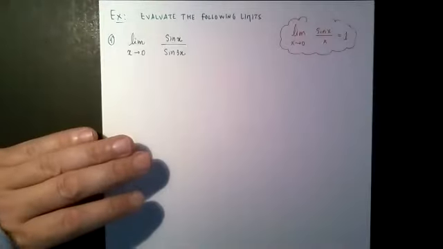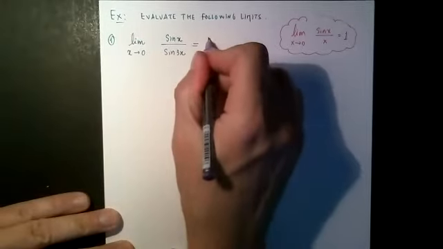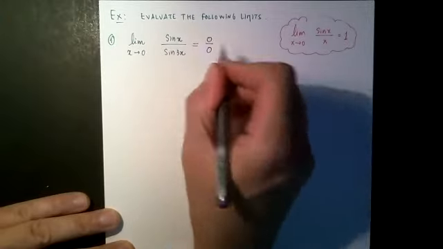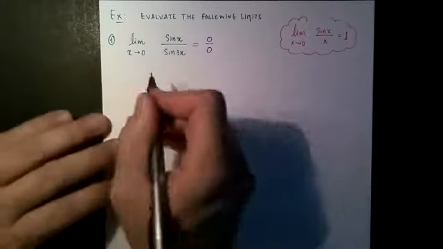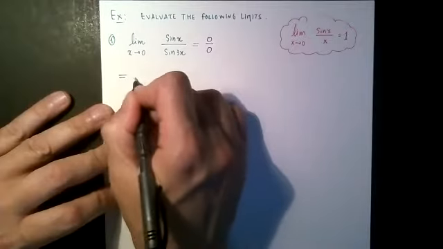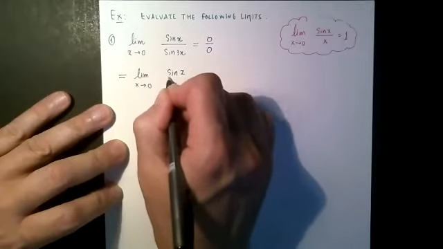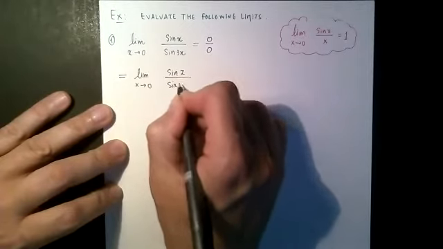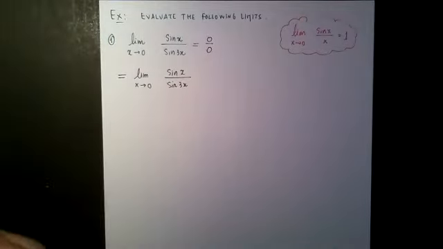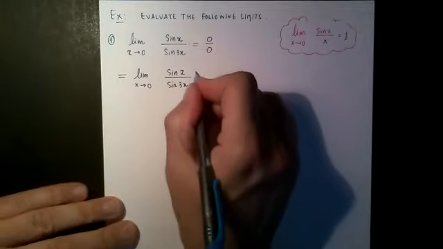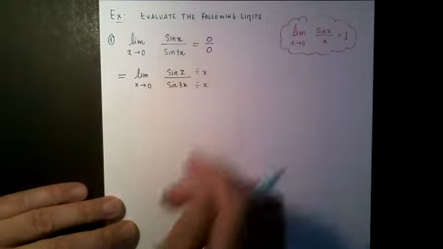So first of all, as usual, I replace the x by 0, so sine of 0 is 0, and at the bottom sine of 0 is 0. So I have 0 over 0. Always check this. Don't forget to check this. So what I'm going to do is as follows. Sine x over sine 3x, and I'm going to divide the top and the bottom by x.